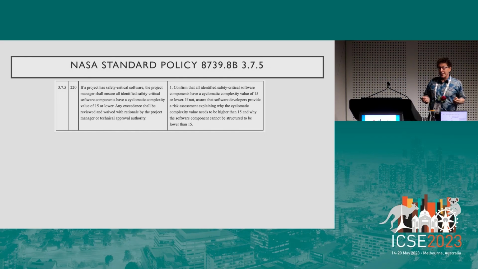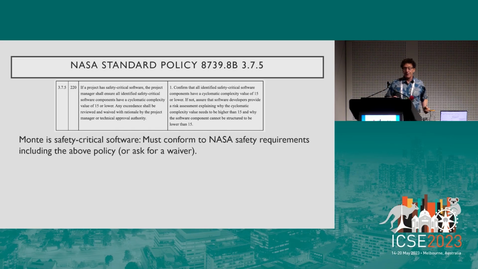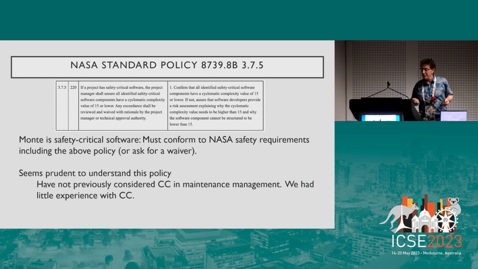NASA has this policy, which you probably can't read, but it basically says that if a project has safety critical files, and the Monty project does, then the cyclomatic complexity of those files, the code complexity, has to be 15 or less. And Monty is safety critical software, and therefore it has to comply with this NASA policy, or you have to apply for and justify a waiver from this policy, why you cannot make your code less complex.